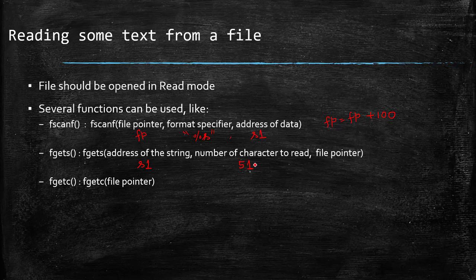So n plus 1 in general. Then from where will it read the data? It will read the data from the location pointed by the file pointer. In this case, it will read the first 50 bytes of data pointed by the file pointer and put that data into the string s1. Then the file pointer will be incremented by the amount of data it has read. So it will increment it by 50.